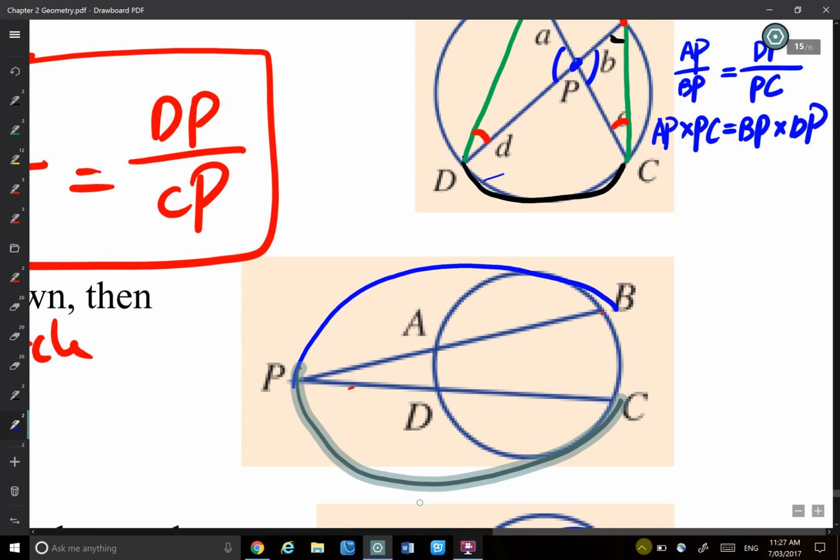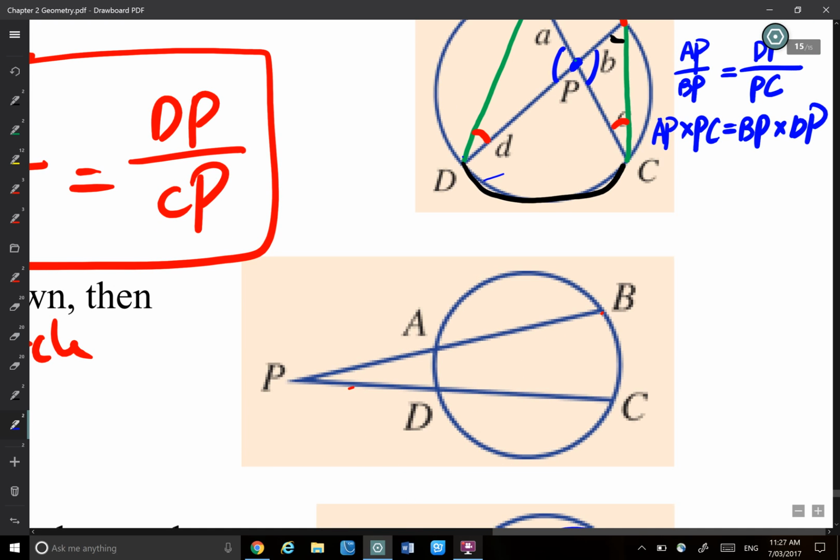And if you can think about the second one, I will help you to connect them. Let's say we connect BD. And let's connect AC. Okay, let's connect BD and AC. Let's think about the triangle APC, this one. And let's think about BDP. Okay, we think about those two triangles.